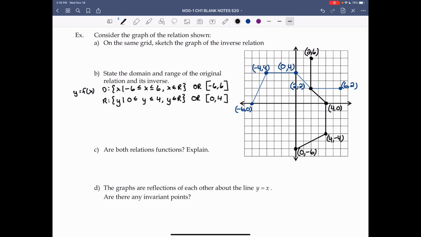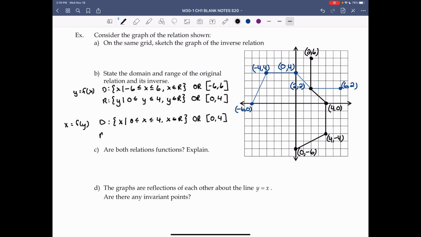Then for the inverse, which we don't know if it's a function, so to write an inverse of something that might not be a function, we just switch x and y, so x equals f of y. Our domain is x such that the x values go from 0 to 4. 0 is less than or equal to x, is less than or equal to 4, x is a real number. Or in interval notation, [0, 4], both ends are included, so square brackets.